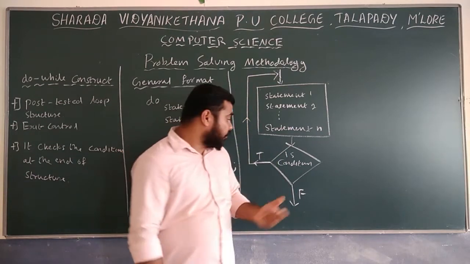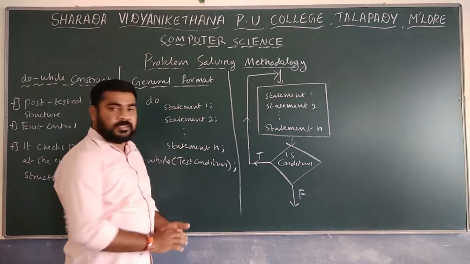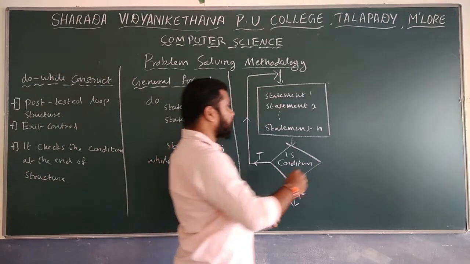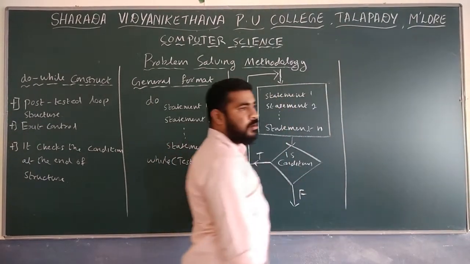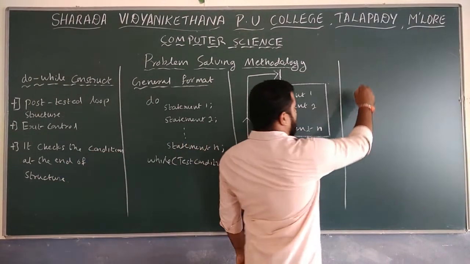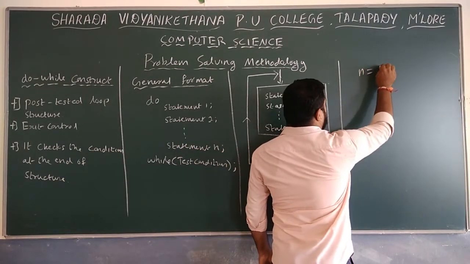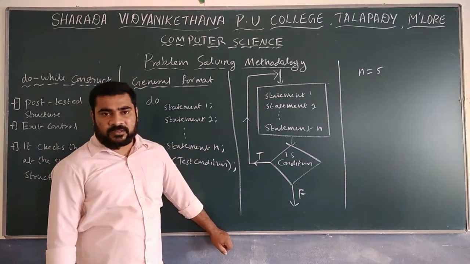This is about the do while looping. This is the general format, the syntax. Then we will see one example. So how can we write the example? I'll write n is equal to 5. The value of n is given as 5.